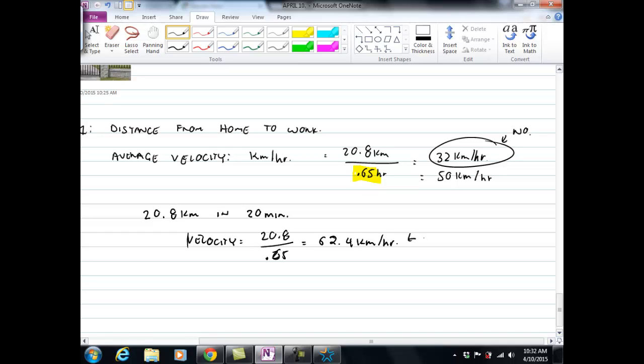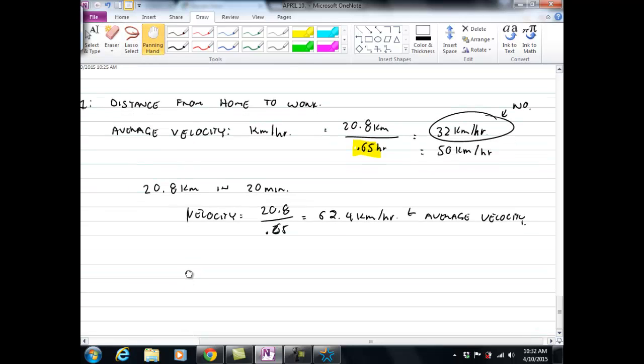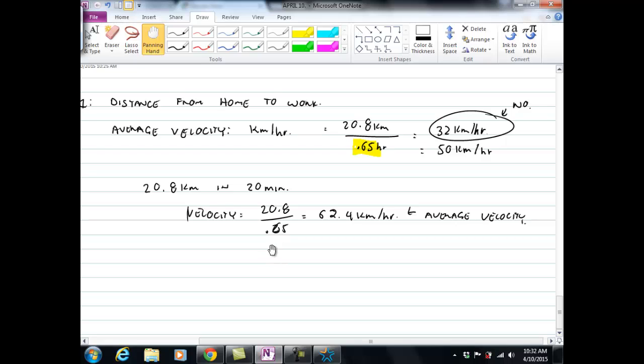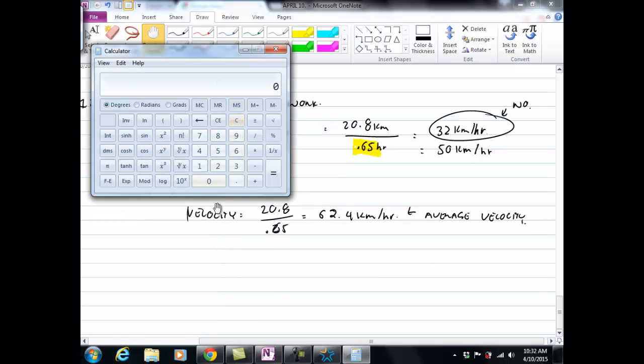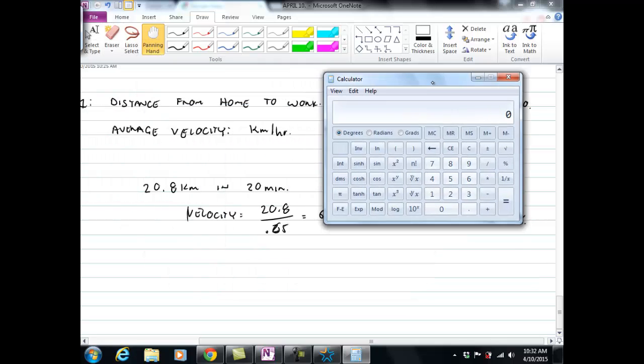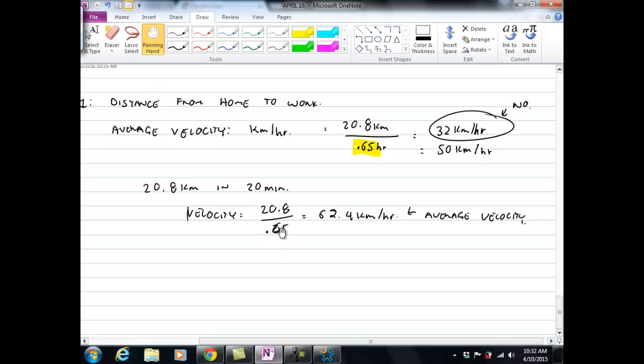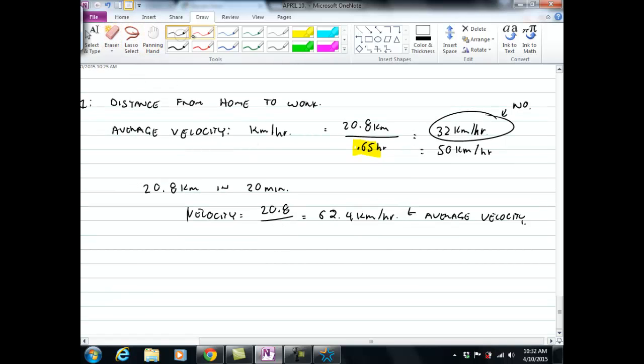This is my average velocity. 20.8 over 0.65. Wait, hang on, let me do this on the calculator. 20.8 divided by 0.65. Sorry, this is not correct. What was this? 0.33.